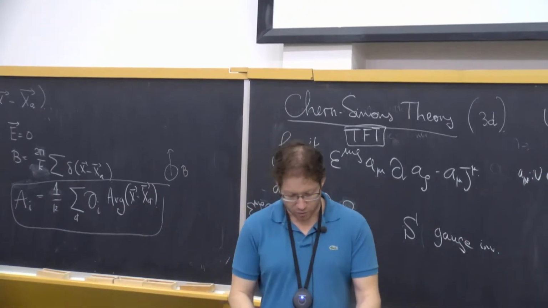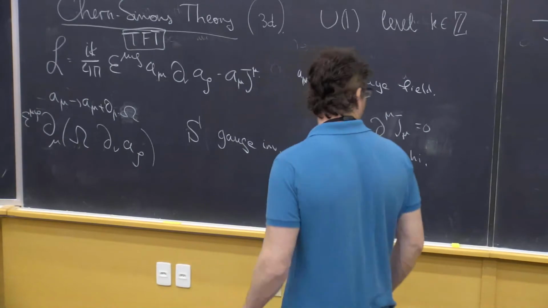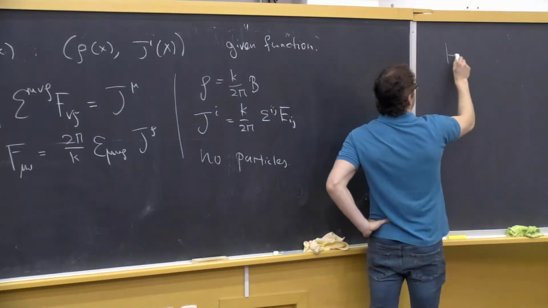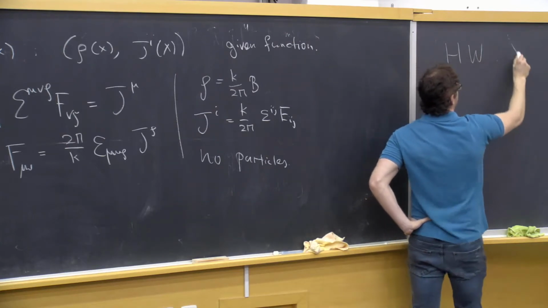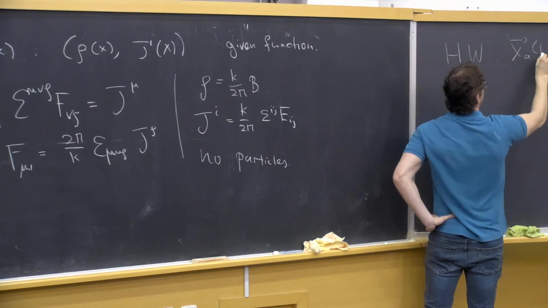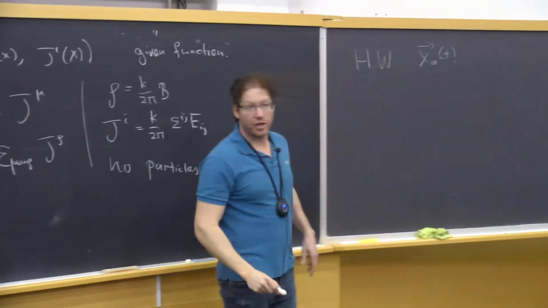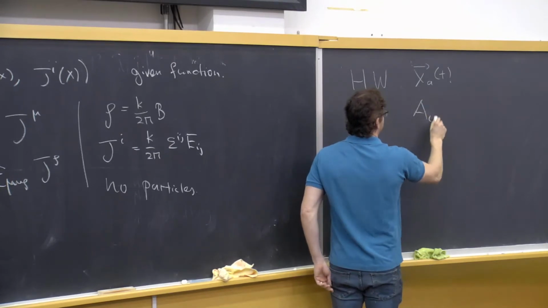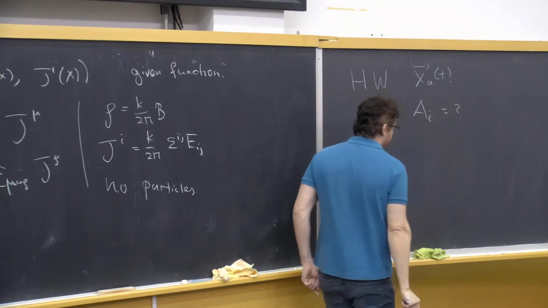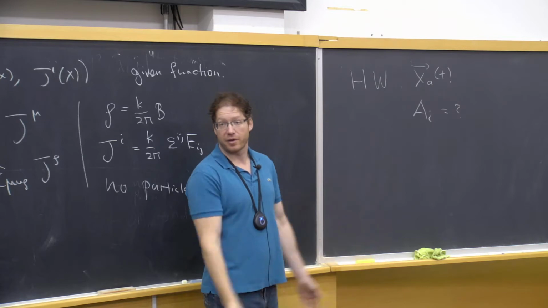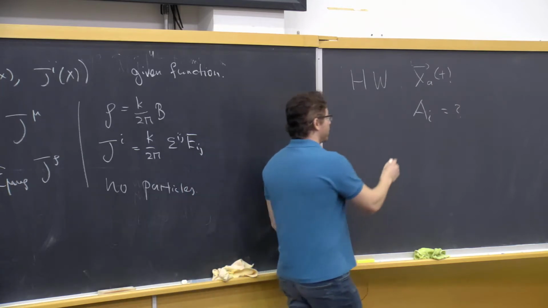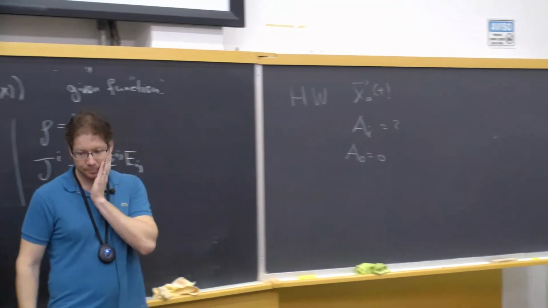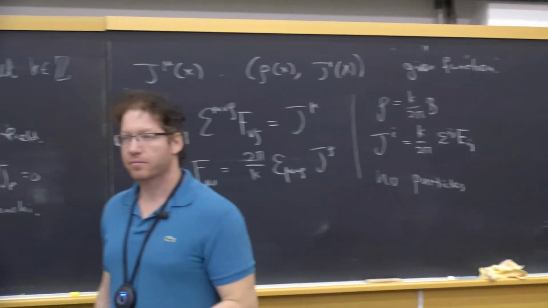Now let me define a homework exercise. A homework exercise is to generalize this to particles that are moving in space. Okay, so now we'll have electric fields, and your job is to find A_i. Your job is to find the generalized formula for A_i and prove that it's correct. And please work in the gauge where A_0 is 0. Okay? Is the homework exercise clear?